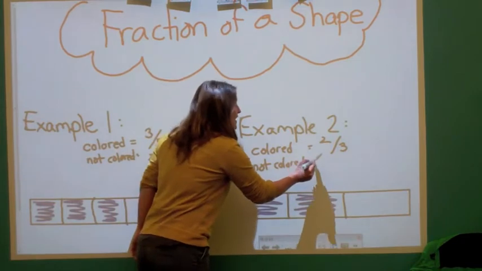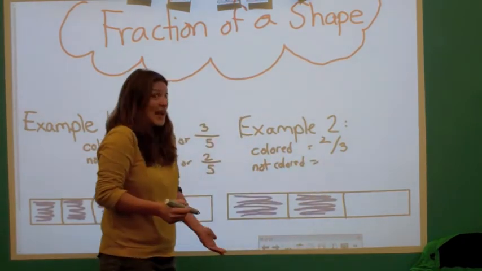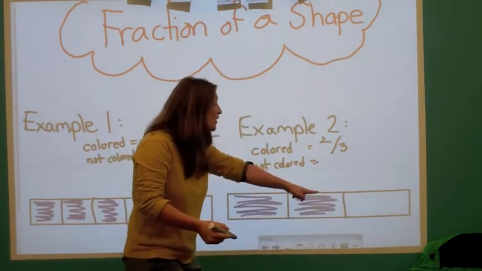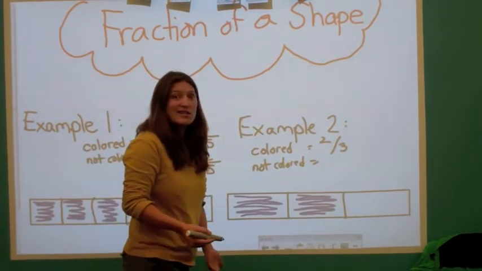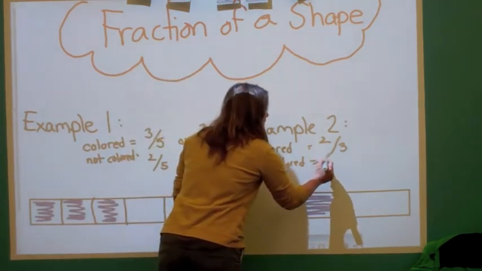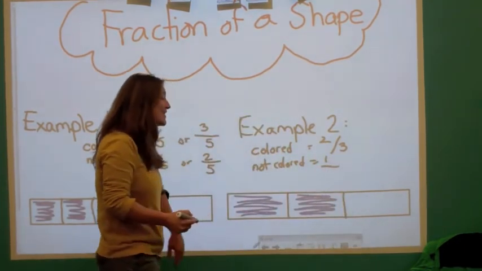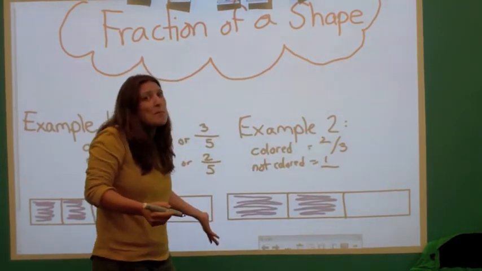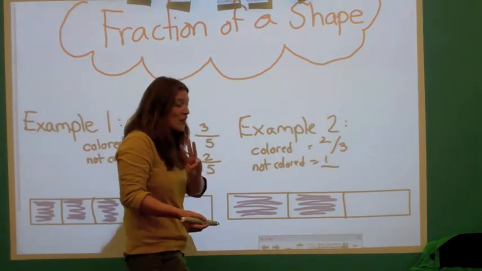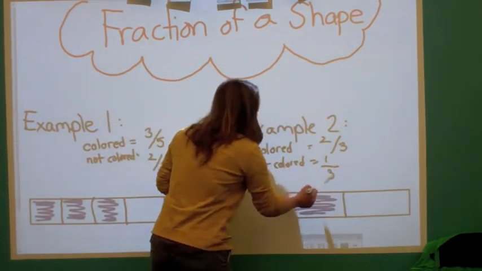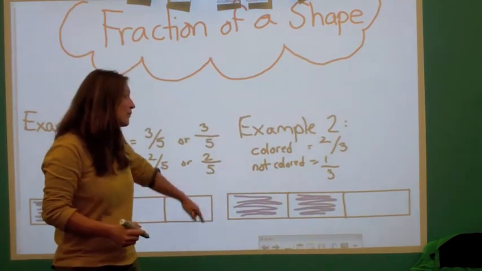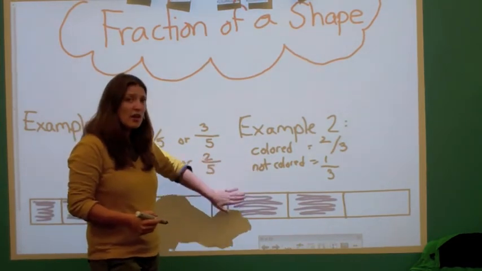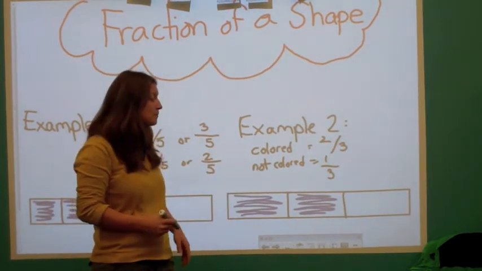When I'm trying to find the not colored fraction, I count the number of pieces that aren't colored. And that's just 1 in this case, because only 1 piece out of this bar is not colored. So 1 is going to be my numerator. And again, since we're looking at the same shape as up here, the same bar, we know that that 1 whole bar was broken up into 3 pieces. So looking at example number 2, 2/3 of this bar is colored, and 1/3 of this bar is not colored.